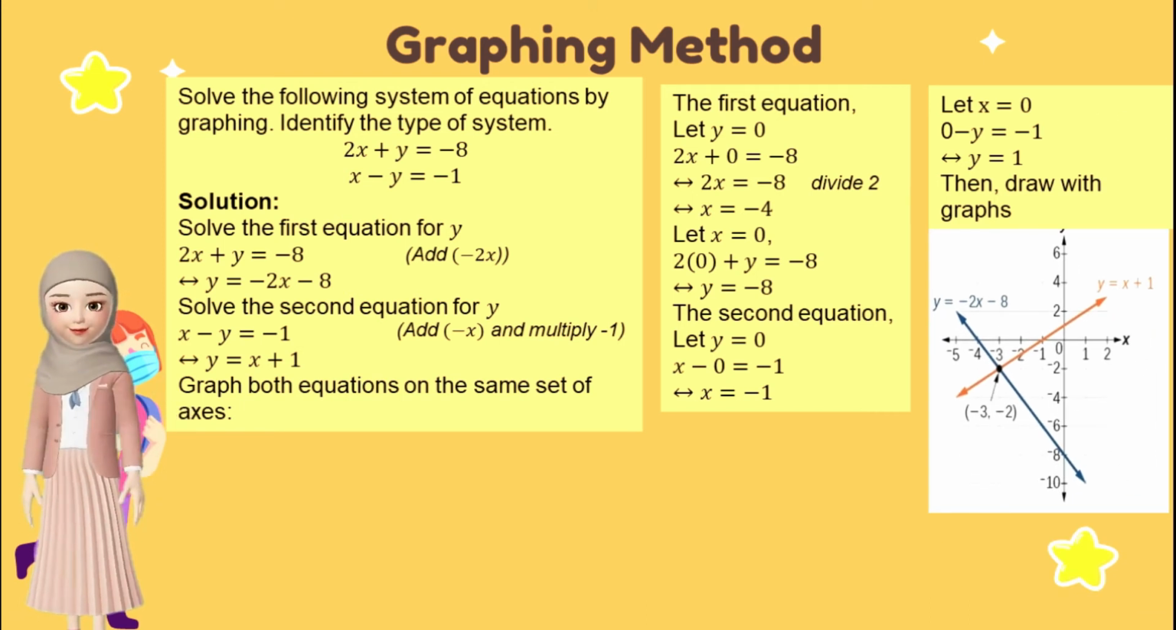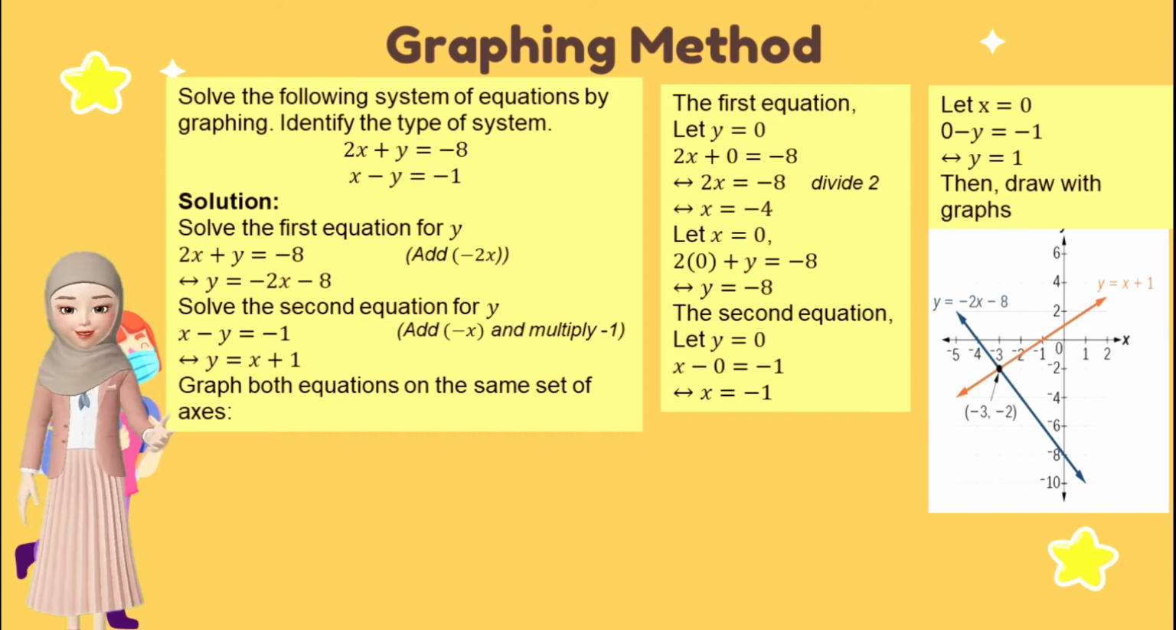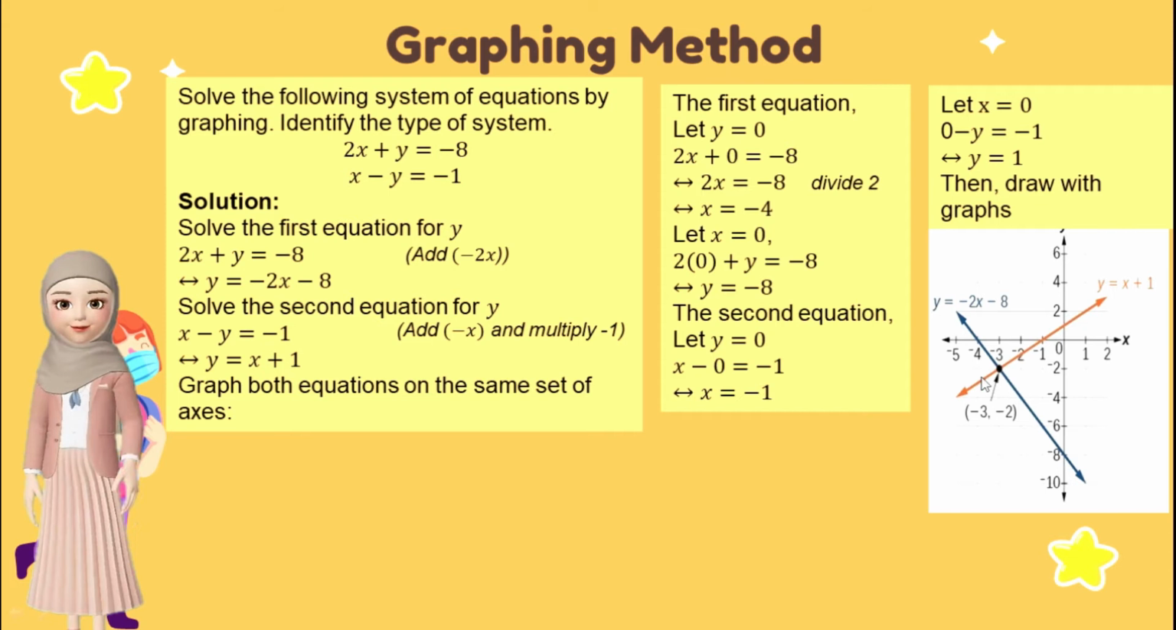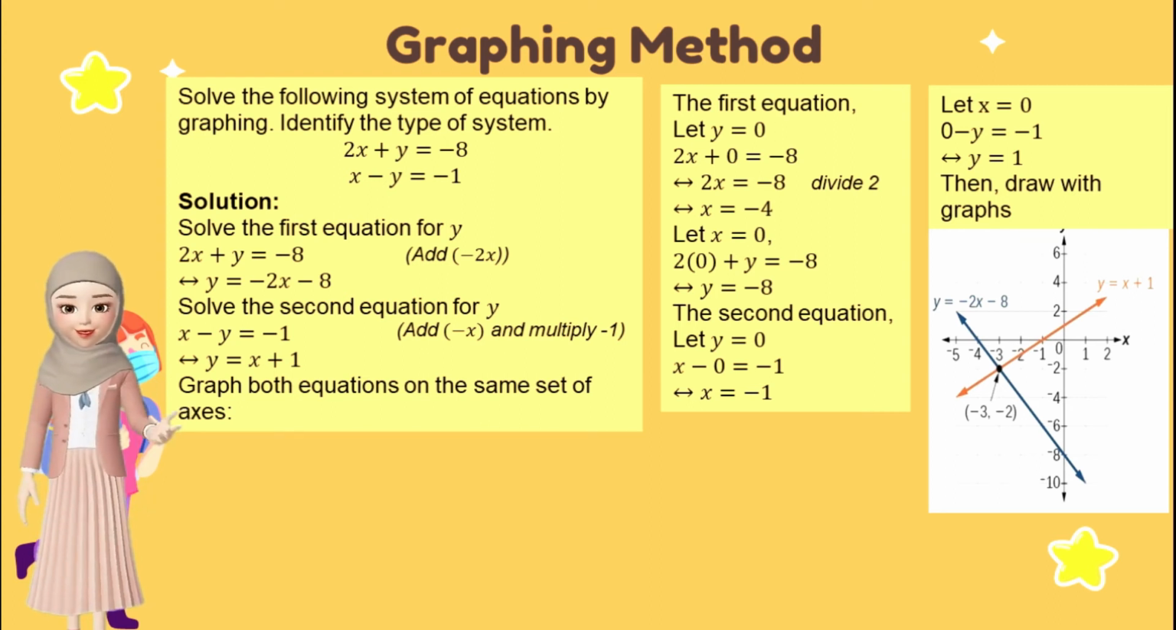See the graphic image, the line for the equation y equals minus 2x minus 8 on the graph is colored blue. And the line for the equation y equals x plus 1 on the graph is colored red. The point coordinate is (minus 3, minus 2).